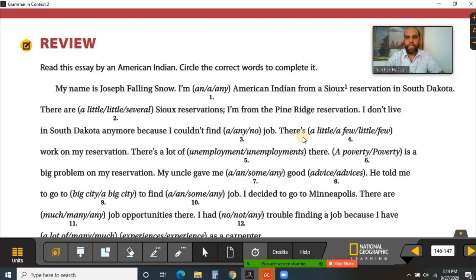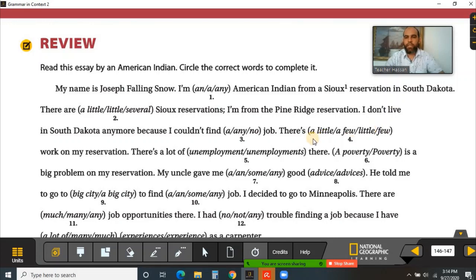Let's move on. There's a little few work on my reservation. Now, if you look here, the word work is uncountable. Therefore, we have to eliminate those that describe countable nouns. So a few doesn't work, few doesn't work. Now, we have to choose between a little and little. A little and little describe uncountable nouns.